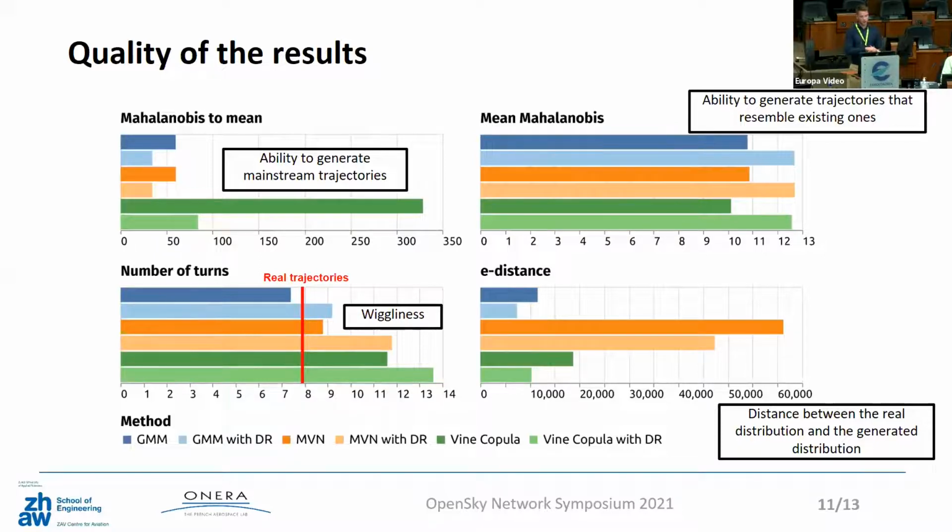And then when we look at the Mahalanobis distance to mean, so the ability to generate mainstream trajectories, we see that the copula models actually generate trajectories that are more atypical. That's not necessarily a problem. That just tells us that depending on the model, especially with the Gaussian mixture and the normal distribution, it puts more weight on generated trajectories that are in the belly of the distribution, whereas the copulas allow to have a broader scope of generated trajectories. And then when we look at the ability to generate trajectories that resemble existing ones, we actually see that the Vine copula model seems to generate more realistic trajectories compared to this metric.